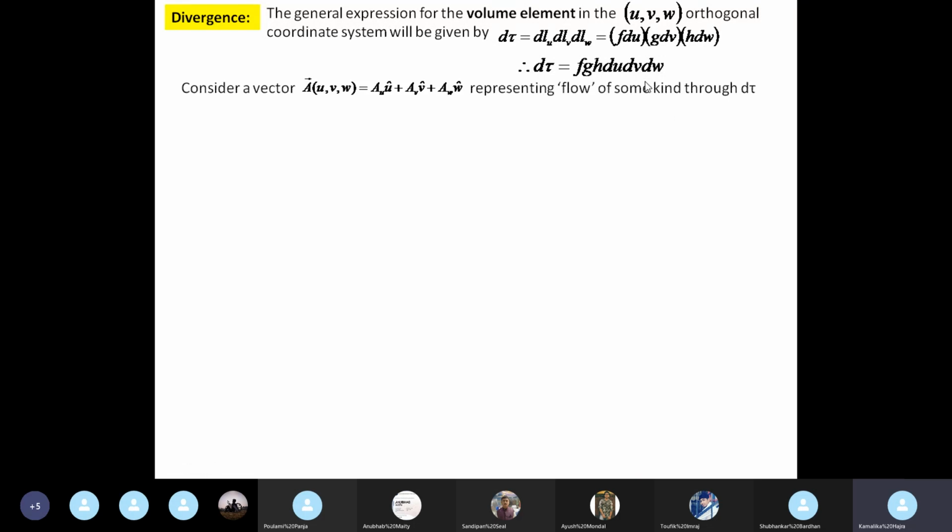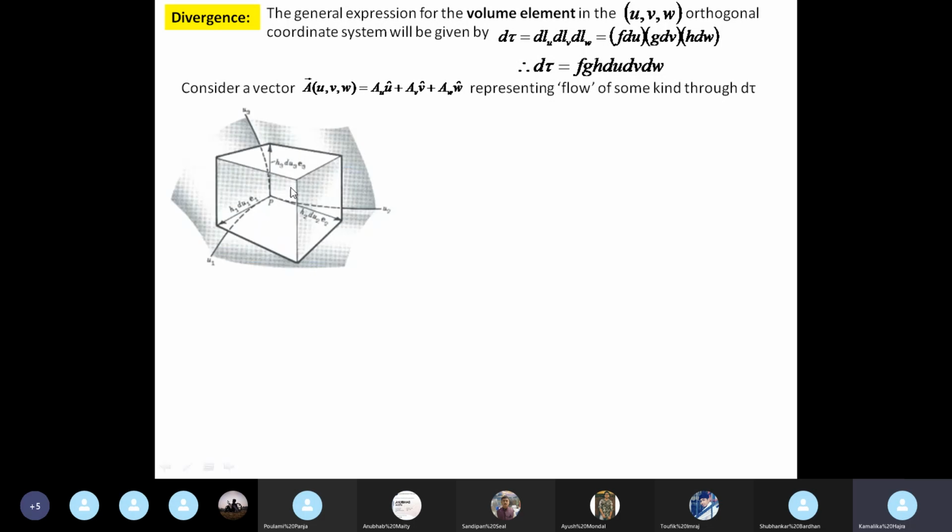So d tau is f g h du dv dw. Okay. Now we consider a vector in the UVW system written as A_u u cap plus A_v v cap plus A_w w cap. Suppose this vector, since we know divergence is related to flux, is related to the flow of some kind through the volume element d tau. So this is the volume element formed in the general UVW system.